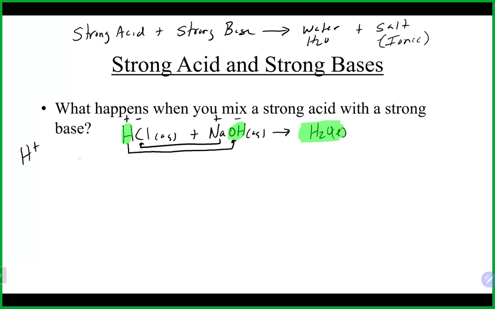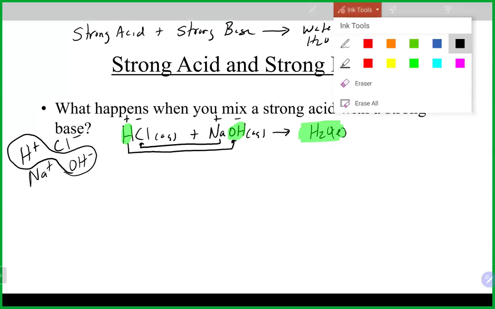H plus and OH minus. So when H plus and OH minus come together, those guys basically make water. So that is where water is basically generated. The other ion that comes together is basically what's left over. That's where we really get our salt from.